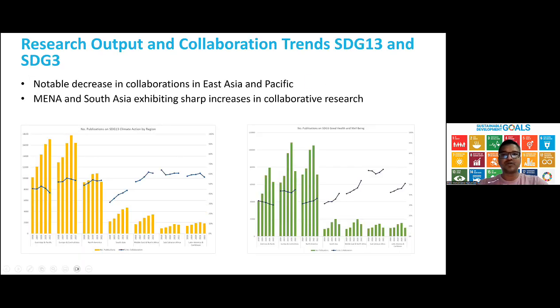So, research output and collaboration trends, just as an example of some of the SDGs, SDG 13 and SDG 3: we see a notable decrease in collaboration in the East Asia and Pacific region, while MENA and South Asia exhibit a sharp increase in collaborating research.